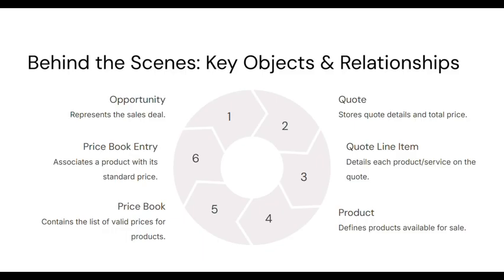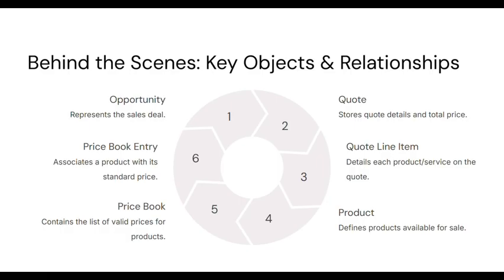Next, we have the quote line item. These are the line-by-line details inside the quote. Each product or service the customer wants, their quantity, their discount, and their prices. All of the things about the products that we have configured will be stored in our quote line item.